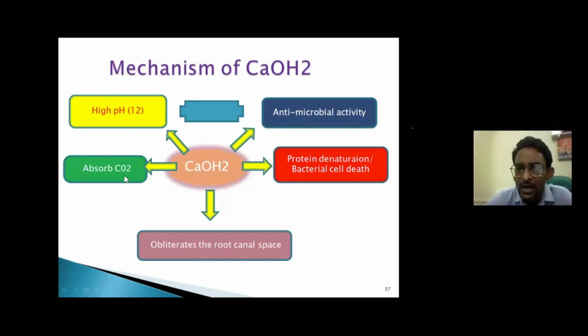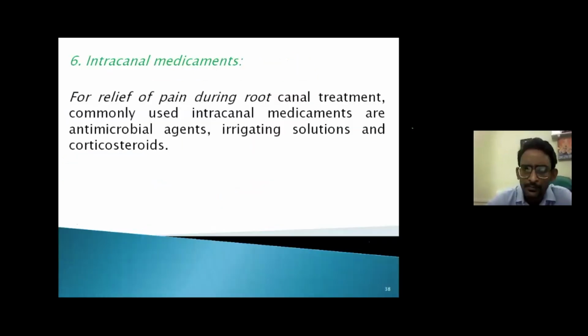So calcium hydroxide helps in the absorption of carbon dioxide, and this absorption of carbon dioxide kills the bacteria present in the root canal. Then it also causes protein denaturation or bacterial cell death. And when we place the calcium hydroxide into the canal, it obliterates the root canal space and leaves no space or minimal space for any bacterial growth. So this is the mechanism of calcium hydroxide in case of flare-up.